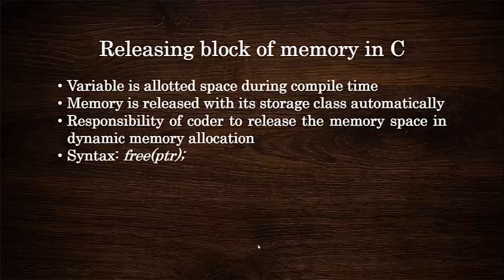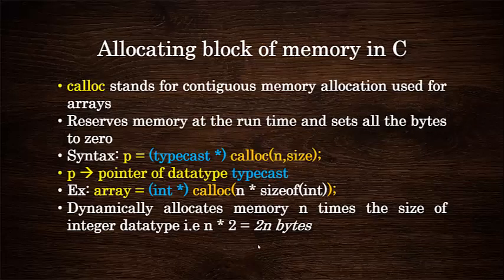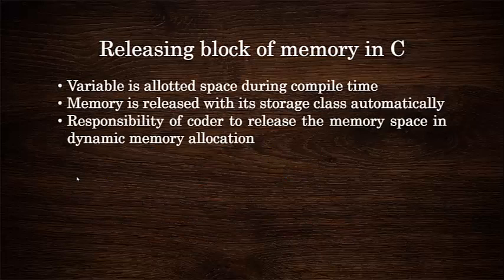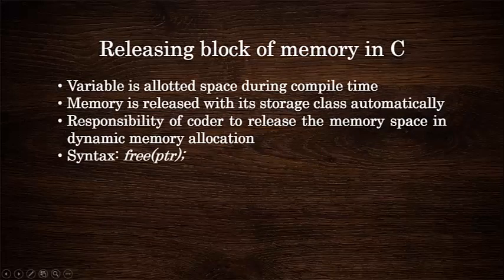Let's say, for example, in the previous example we made use of array as a pointer variable. Whatever memory space has been allocated and typecasted, that address is pointed to by the array variable. Here in the syntax, p is the pointer of data type typecast. This pointer variable has to be passed in order to release the memory space once the program has been executed successfully. We pass the pointer variable as an input argument to the function free. This will deallocate the memory space that has been reserved using malloc or calloc.